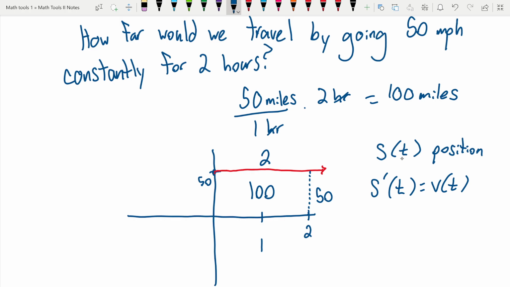Of course we want to be able to do this with not a constant velocity. We want to be able to have a velocity function and use that to get back to the position function. So we want to be able to do this with a curve, right? And we just in general want to be able to do this for any kind of function. So this is the idea that we're going to explore in these upcoming videos.